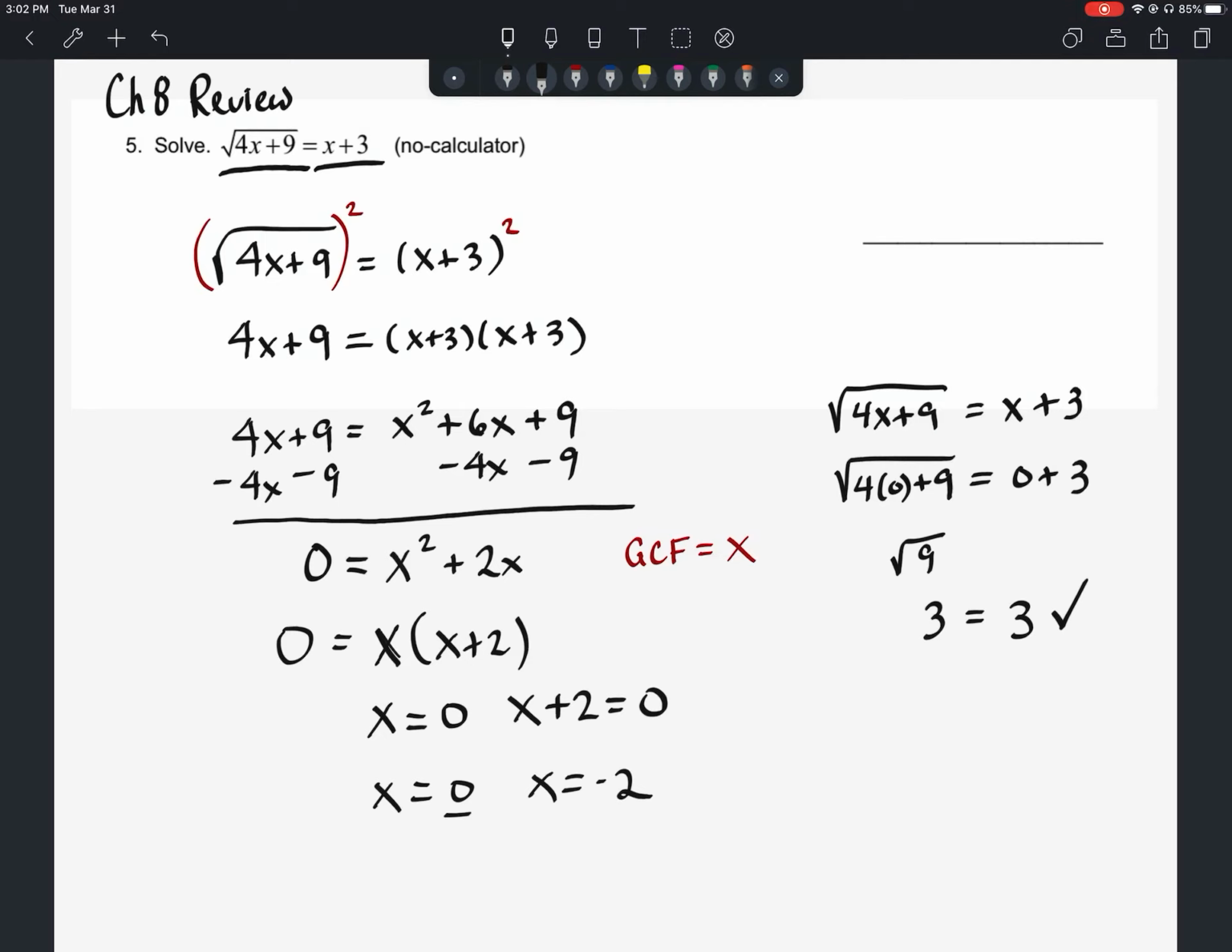And then let's take our negative 2. If we plug it in, 4 times negative 2 plus 9 should equal negative 2 plus 3. This would be negative 8 plus 9, which gives us 1, and the square root of 1 is 1. Negative 2 plus 3 is also 1. A lot of times when you get equations like this, not both of the answers end up working, but in this case they do. So our answer is x equals 0, or x equals negative 2. And that is the solution for number 5 of the Chapter 8 review.